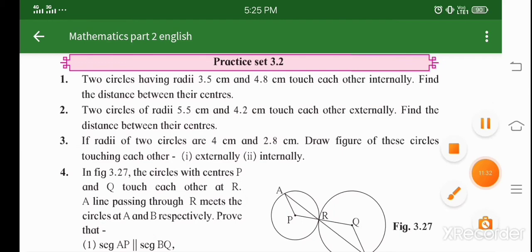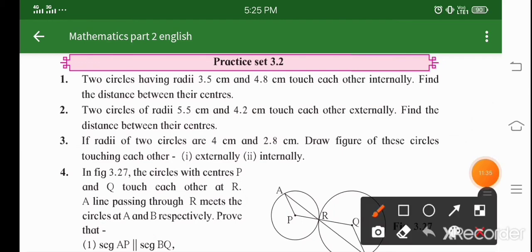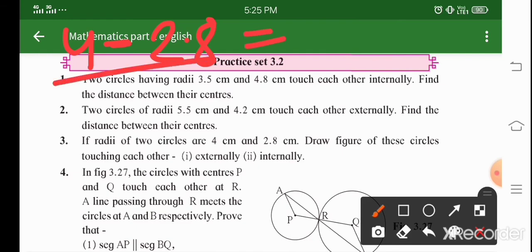Now we'll see for internally touching circle. As we know that if the circles are touching internally, the distance between the centers is the difference between their radii. So radius are 4 and 2.8, and difference means minus. Just subtract it, you will get 1.2, right? So here you'll have to draw a line of 1.2. It will be very small, but draw it 1.2. Just suppose this is A, this is B.